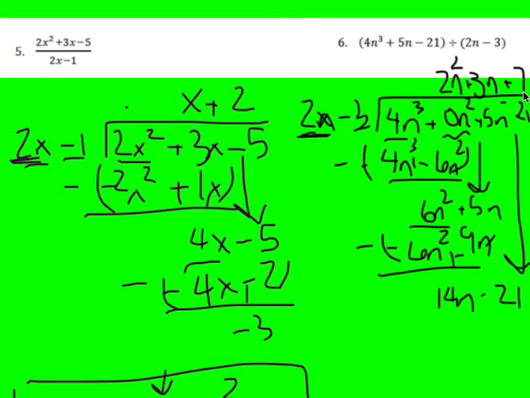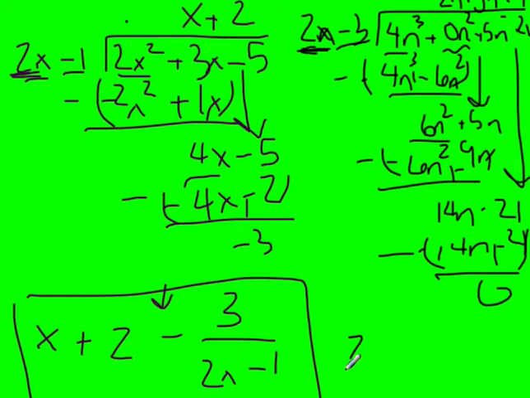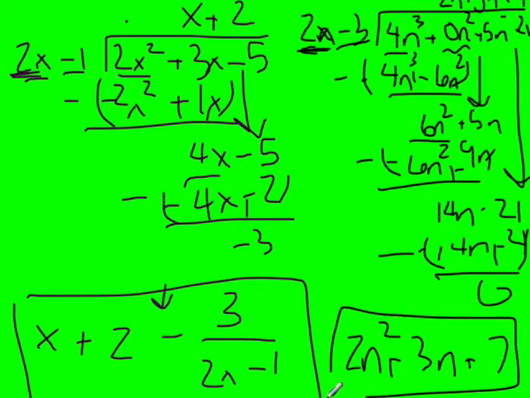So I'm going to put that up there. So then I'm multiplying each of these by 7. So I get 14n minus 21. And I'm subtracting that off, so I change the signs of everything. So I get a remainder of 0. So my final answer is what's written on top, which is 2n squared plus 3n plus 7. And that's my final answer for number 6.